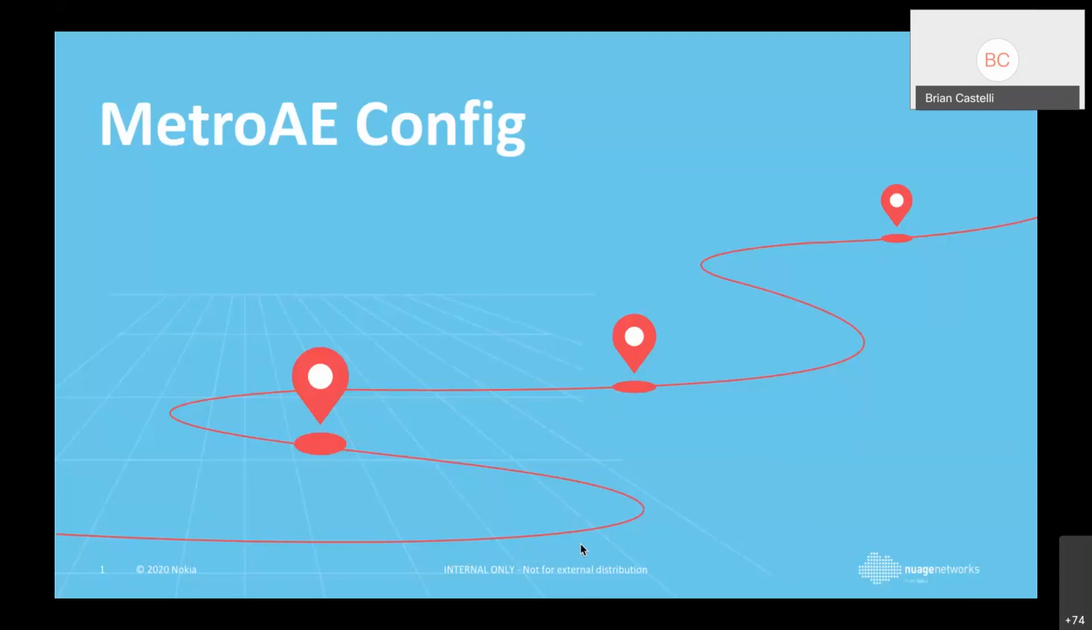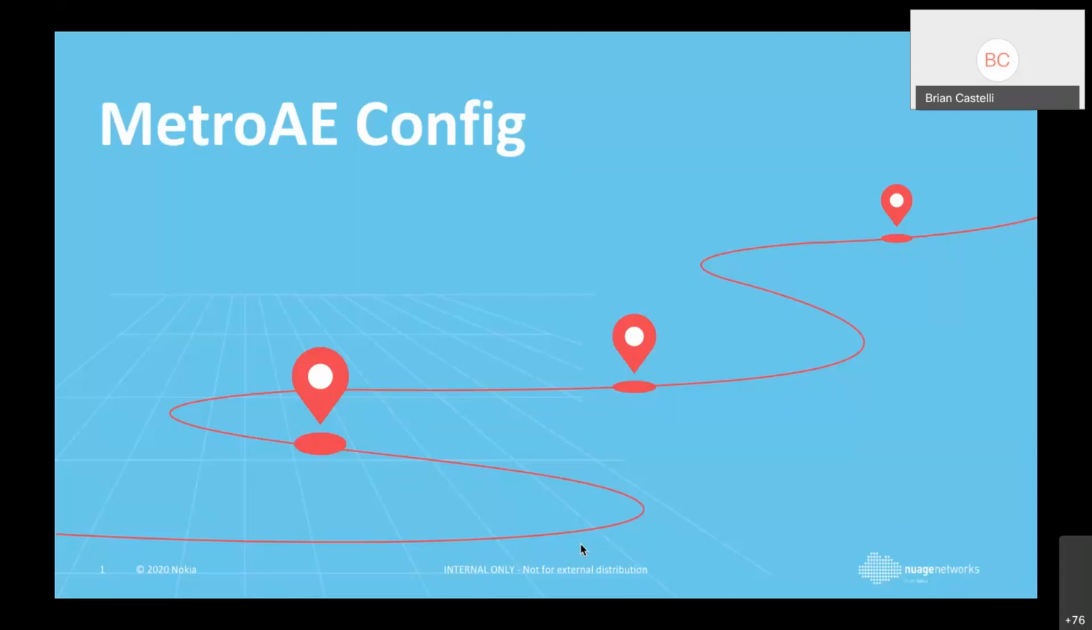Up until now, MetroAE has been very focused on what I call deployment. So it's doing installation, it's doing upgrade or migration. Well, with the MetroAE Config tool, we're stepping into the area of configuration of the VSD. So all of the things, or many of the things, that you can do via the GUI or via the VSD API can now be supported by the MetroAE tool. And we're going to hear about that.